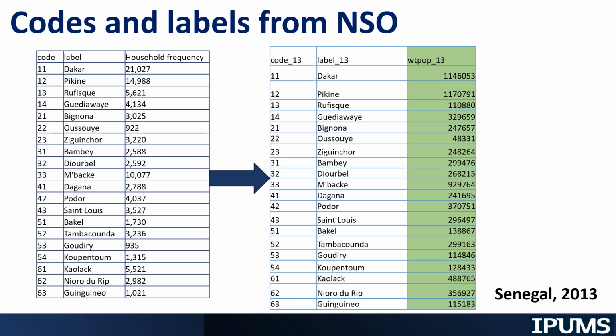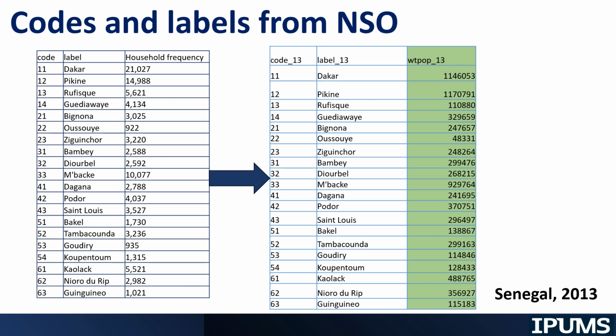Towards the left side are the codes and the labels and the household frequency. Those are the numbers. They are given to us by the NSO. So we get microdata, which are lines and lines of data, of course. But if I do a tabulation on a geography variable, your left column is the code, the label, and the household frequency. That comes from the NSO. In the table on the right, we have the code and the label, and then we calculated the weighted population.